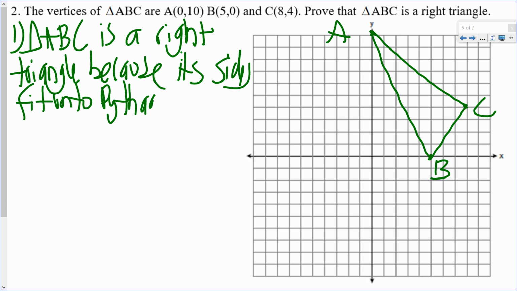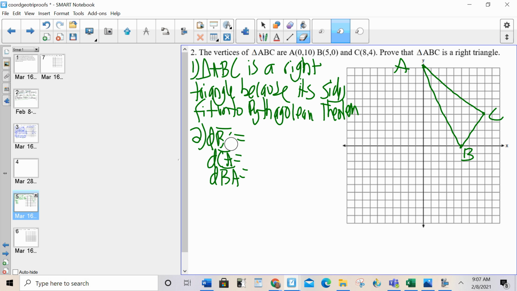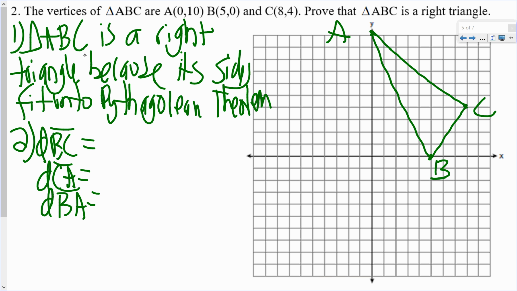Now, in order to do this, we're going to have to calculate the three distances. I'm going to find the distance of BC. I'm going to find the distance of CA. And I'm going to find the distance of BA. That C does not look like a C, so I'm going to fix that. It's bothering me. That's better. All right, BC, 1, 2, 3, 1, 2, 3, 4.